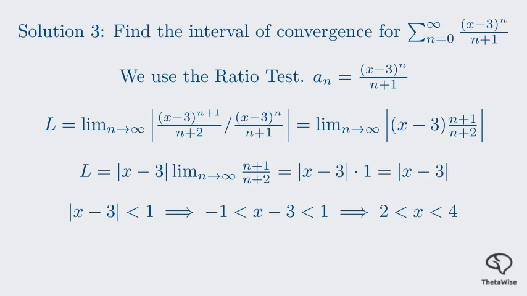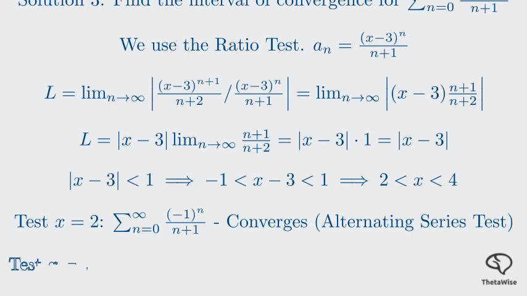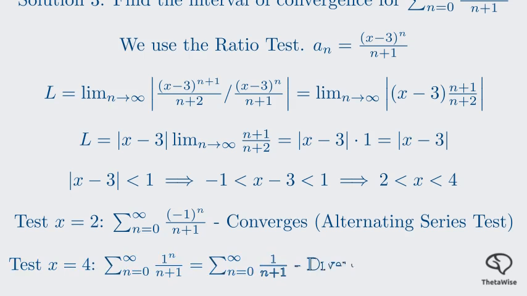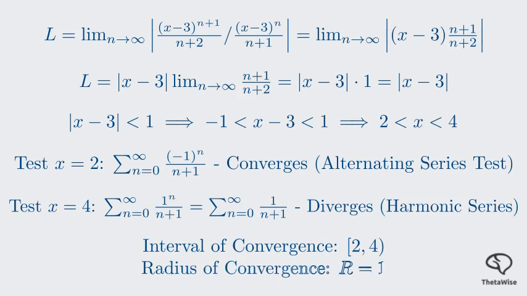Now we test the endpoints. At x equals 2, the series becomes the sum of negative 1 to the n over n plus 1. This is an alternating series that converges by the alternating series test. At x equals 4, the series becomes the sum of 1 over n plus 1. This is a p-series with p equals 1, which is the harmonic series, and it diverges. So we include x equals 2, but exclude x equals 4. The final interval of convergence is the interval from 2 inclusive to 4 exclusive. The radius of convergence is 1.